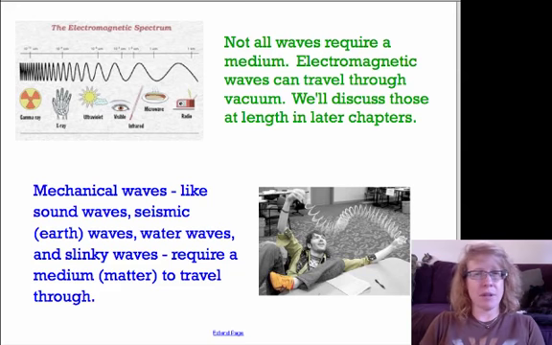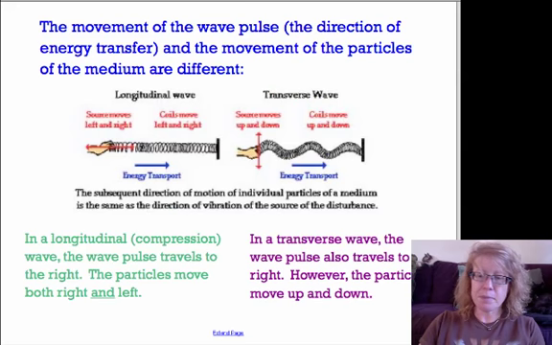We're going to talk about those in depth later on this semester, so we don't need to worry about them right now. This particular part, we're talking about mechanical waves, like sound waves. Don't think of sound as being a wave, do you? But seismic waves or earthquake waves. My favorite, the slinky that the guy's playing with over there. Water waves are a really obvious example. All of those require some sort of a medium to travel through.